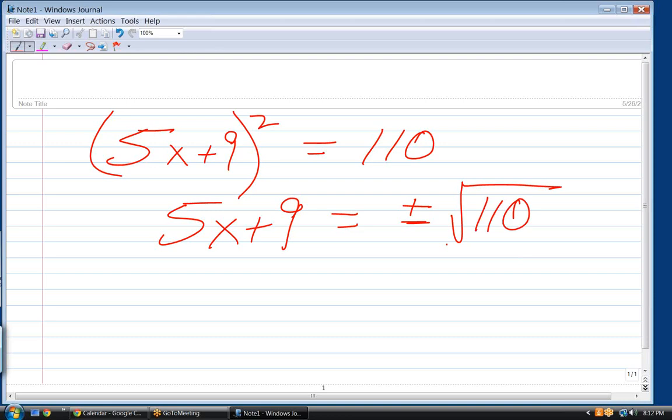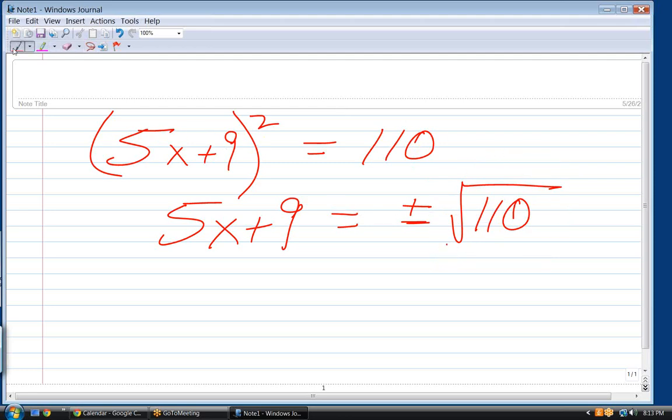Okay. Plus or minus. Whenever you're solving an equation by taking the square root of both sides, always begin your answer with the words plus and minus. And that's how I'm solving this equation. So I'm taking the square root of the left side and the square root of the right side. I don't care what the square root of 110 is. I can write it like that. There's no problem writing it like that.